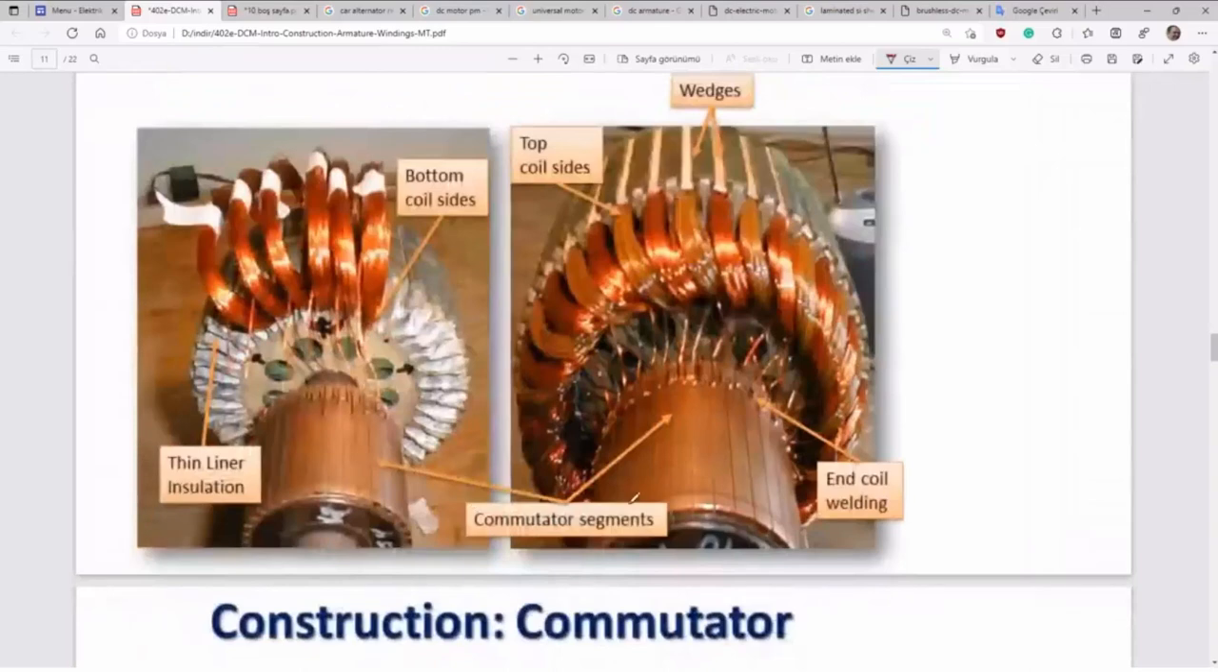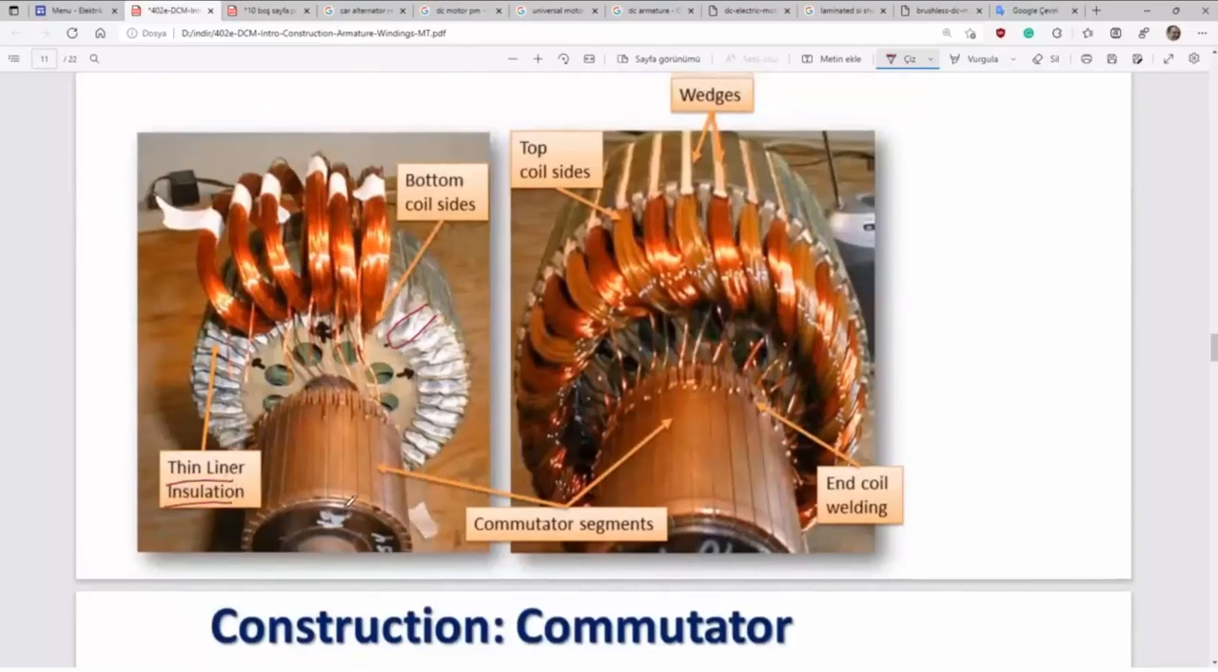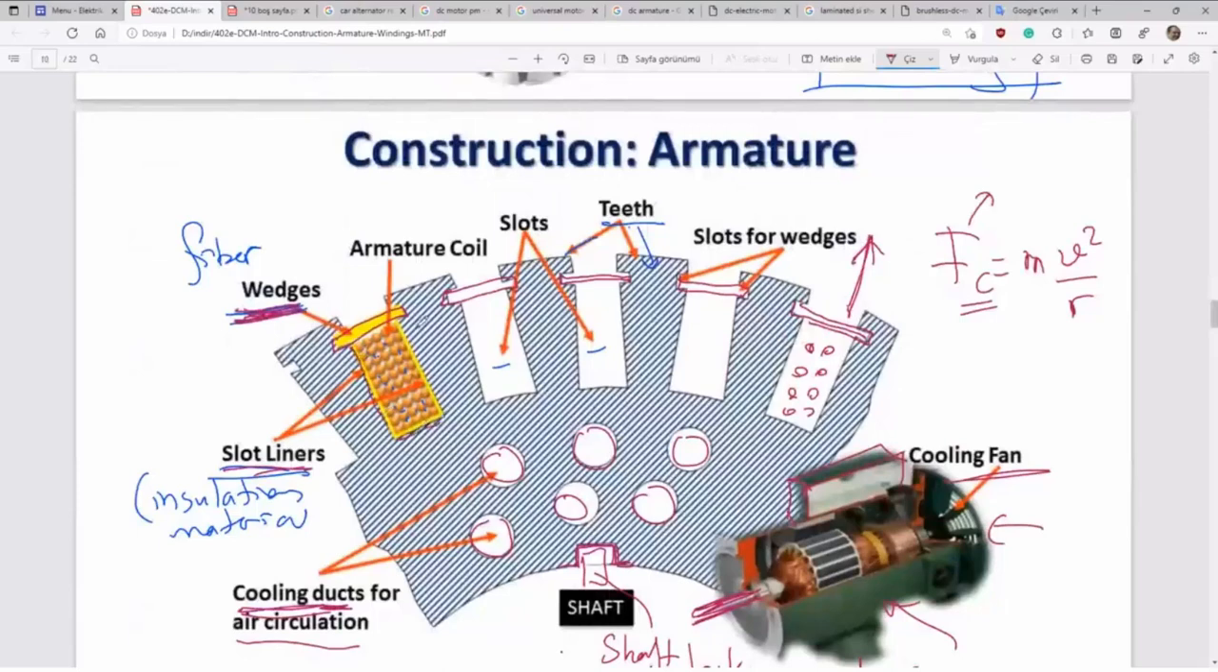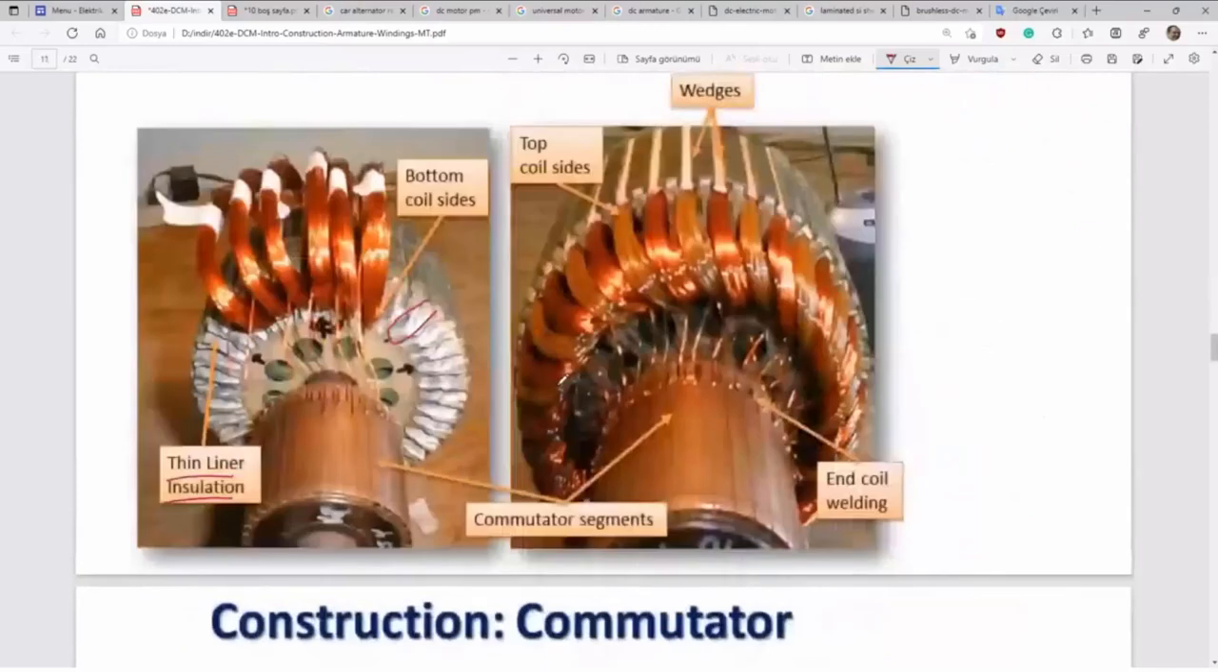Here are slots. Inside the slot, there must be a tiny insulation called slot liners. Here, slot liners, yellow ones. Here are slot liners, insulation material. And then here are the armature coils.